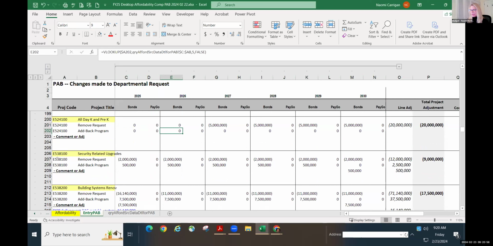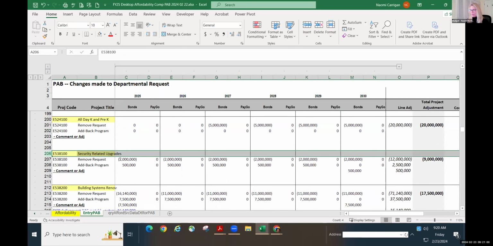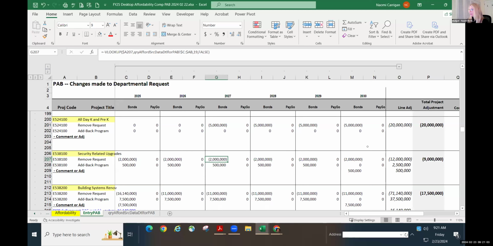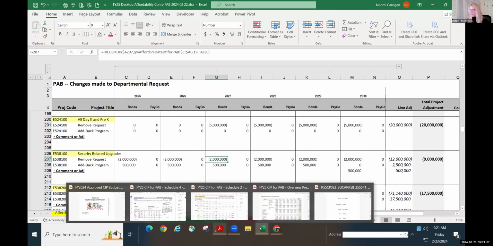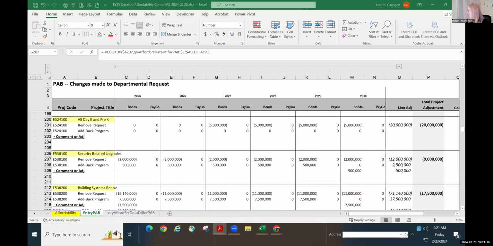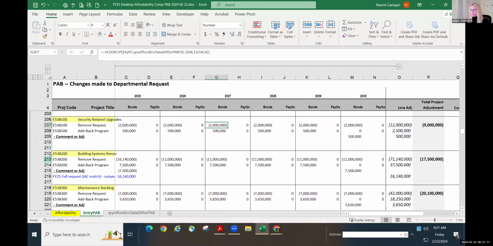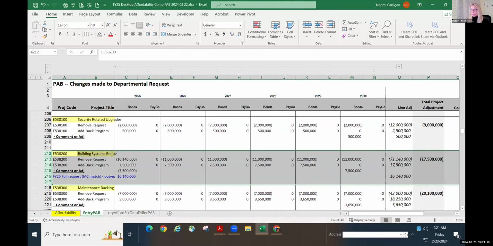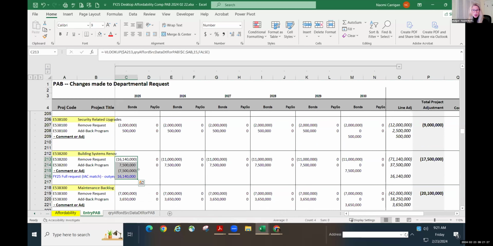Security related upgrades. They were requesting $2 million a year, and it looks like the plan is 500,000. Bring it back to plan. Yes. Building systems and renovations. Now, this is one that has a tremendous amount of state funding tied to it. So what I did here was I actually gave them their full request in fiscal year 25, but I brought the out years down to plan.